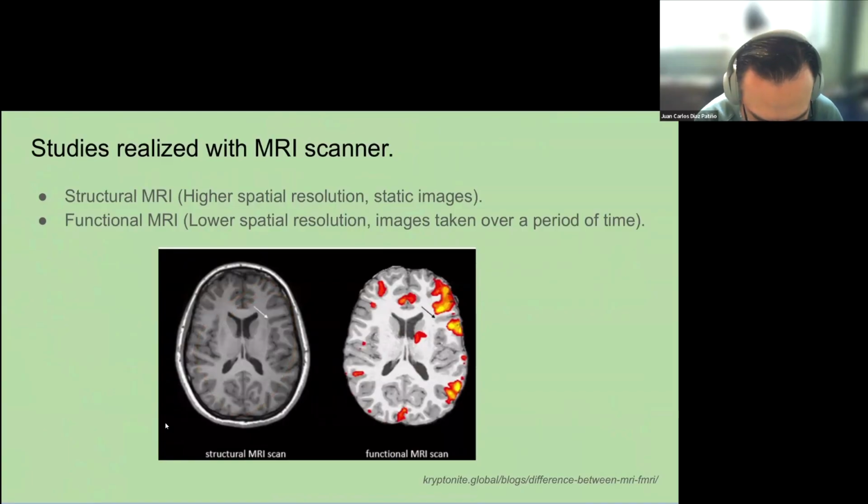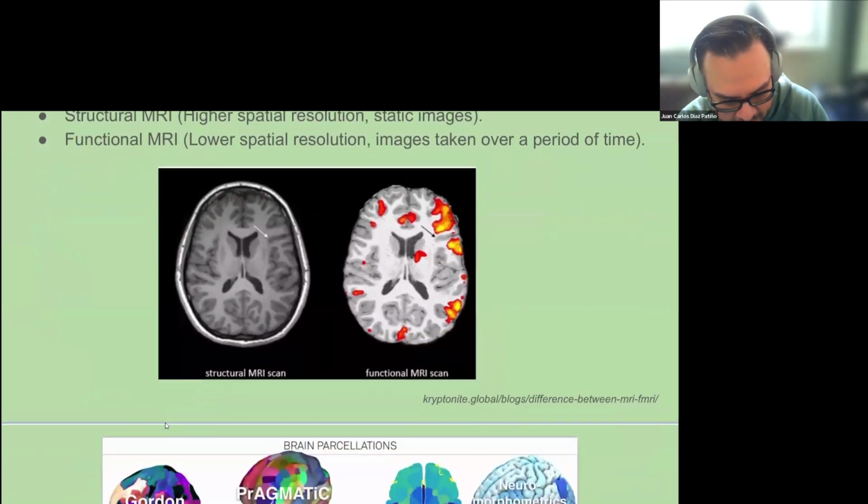We have a very detailed 3D image of the brain, but it's static. It's just a 3D image of the brain, and it's commonly used to detect lesions of the brain. You can also identify white matter and gray matter, and if you are a trained physician, you can identify regions of the brain. And the functional magnetic resonance images have lower spatial resolution, but they are taken over a period of time. So it's more like a video of the brain, and you can detect differences in some regions of the brain that are working in concordance. So these are the kinds of studies that you can do with these machines.